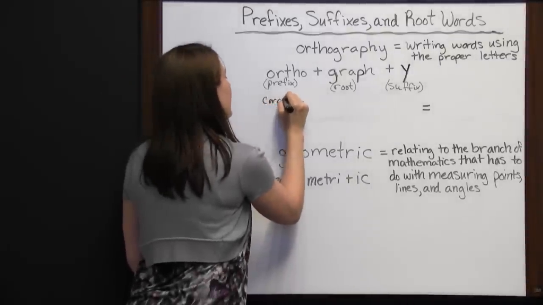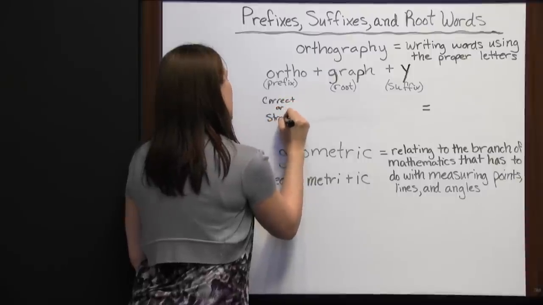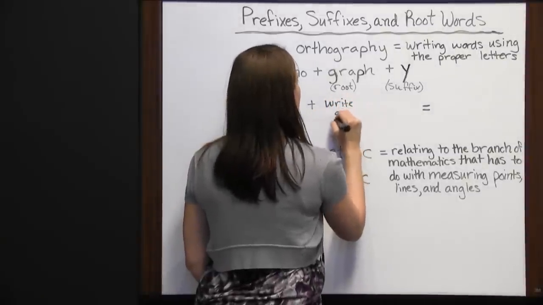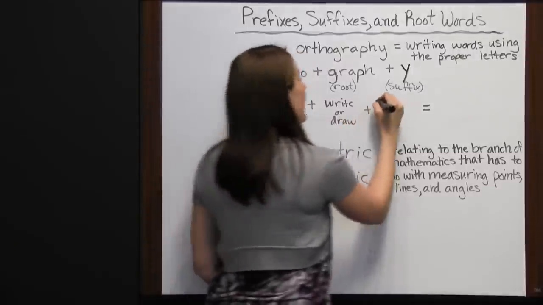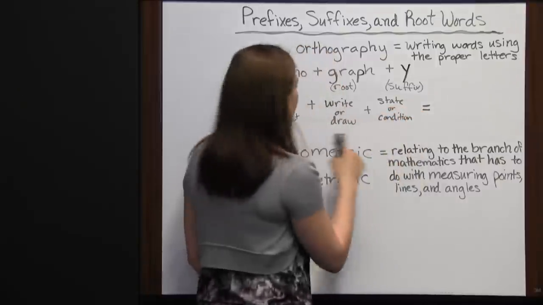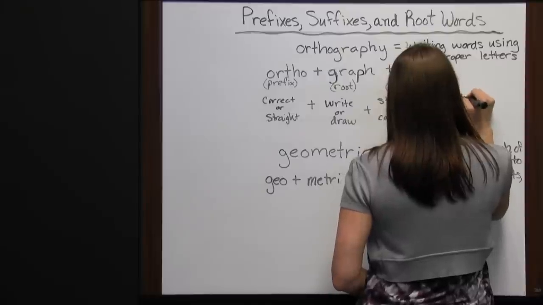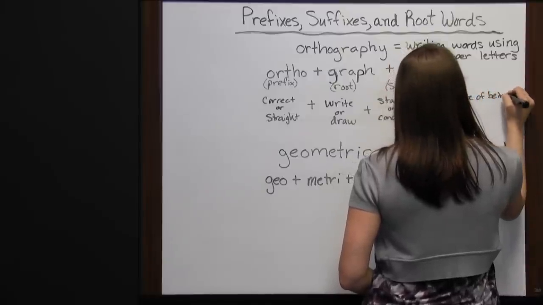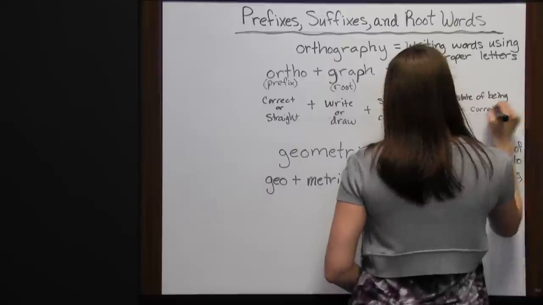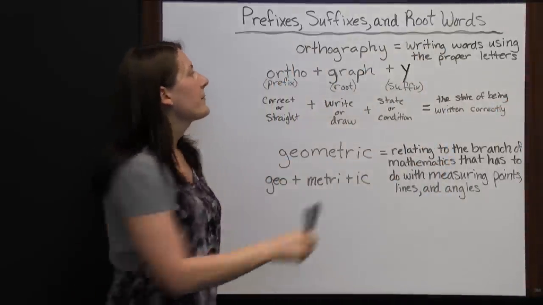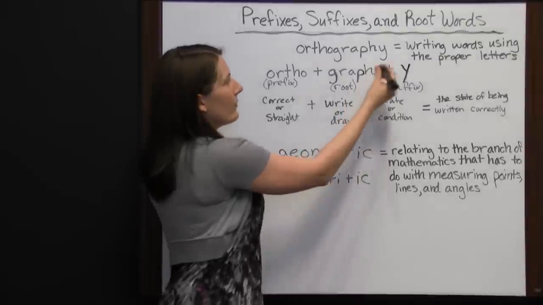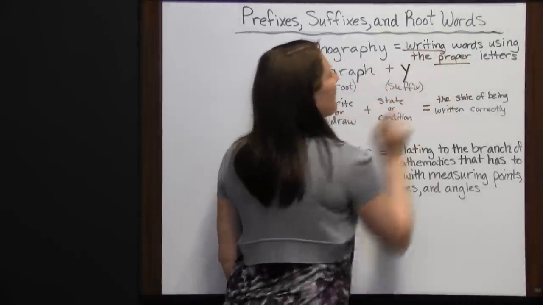Ortho means correct or straight. Graph means write or draw. And y means the state or condition of. So if we put all those together, we can get the state of being written correctly. And when we compare the definition we came up with to our actual definition, you can see they're pretty close. The state of being written correctly, writing words using the proper letters.